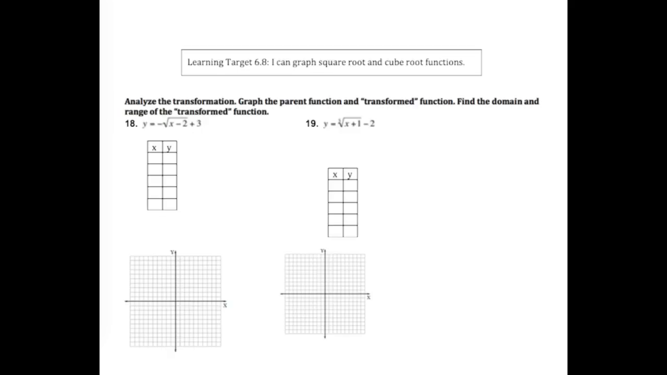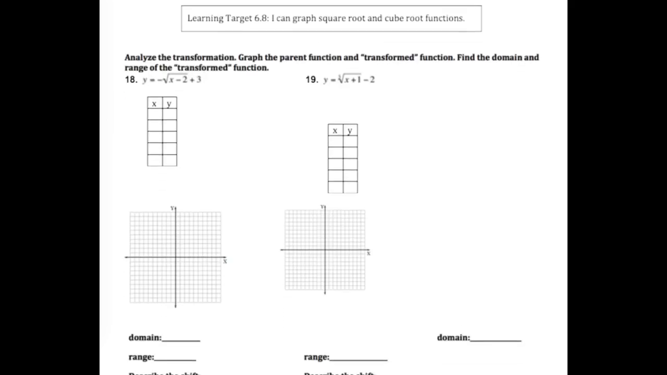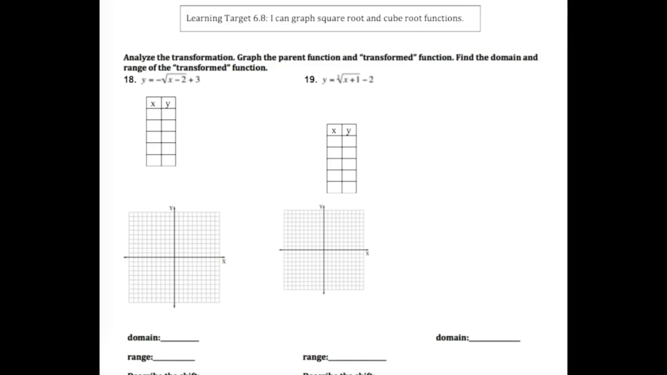All right, our last learning target is section 6.8. It says I can graph square root and cube root functions. A couple things in terms of how this is going to be graded on your test. The T-chart that you see, I want you to use for your parent function.